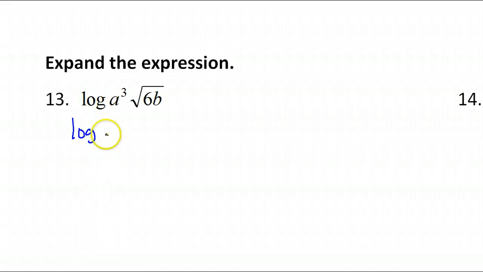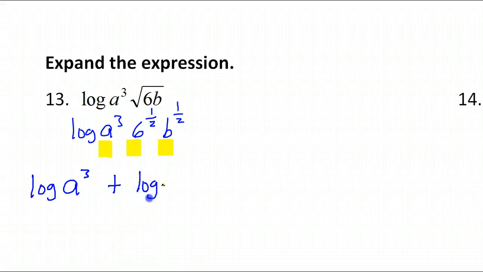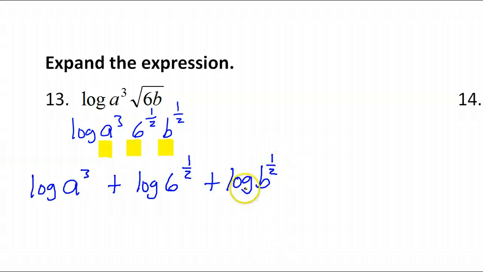We need to handle this square root. So I have a to the third power. You know that square root is 1/2 power. So this will be 6 to the 1/2 power and b to the 1/2 power. You have to see this as 3 separate things: 1, 2, 3. So I will have 3 terms when I expand this. Alright, so I'm going to have log a to the third power plus log 6 to the 1/2 power plus log b to the 1/2 power.